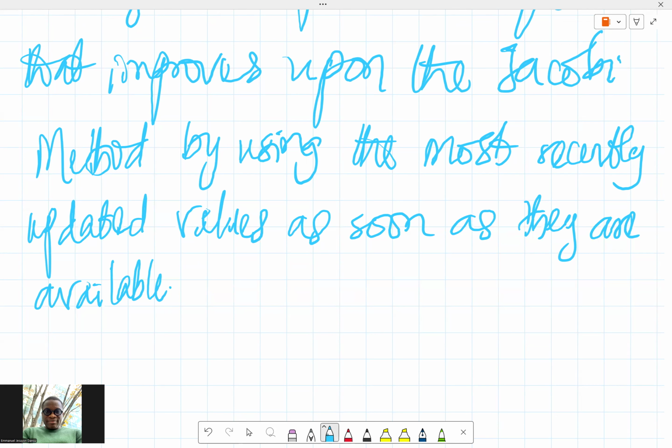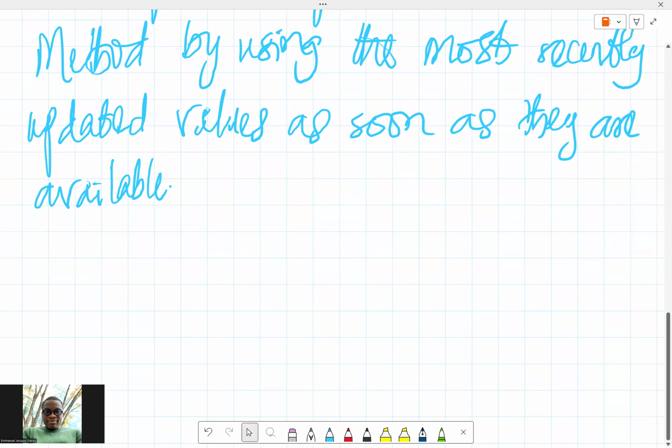But in the case of Gauss-Seidel, as soon as a value is available, you use it. So for instance, once you get x1, by the time you're going to look for y1, you use the x1 you found just now, and that helps the problem converge pretty fast. Okay. So updated values as soon as they are available. So once a value is available, you use it immediately.